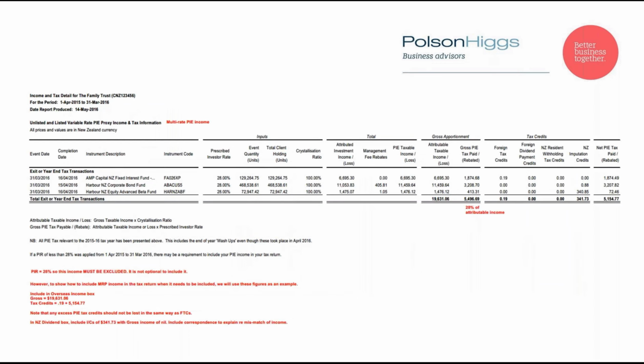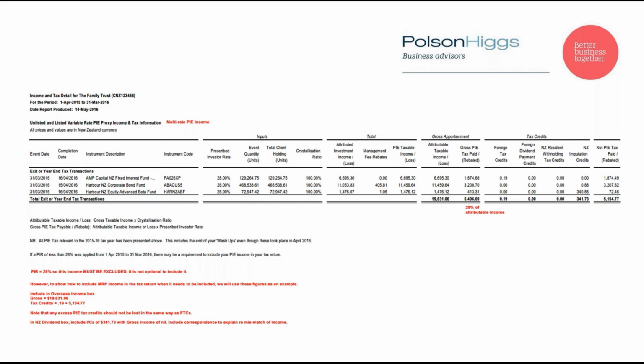Here's a breakdown. They also provide us a breakdown of our multi-rate PIE income and how we deal with it. Again, you can normally do this off that front sheet. So long as they're all at the same rate, 28%, they're all going to be excluded. Don't have to go into too much detail here. If I had 2 different rates, so sometimes I will have one PIE at a different rate, then I'll need to look on an individual basis.